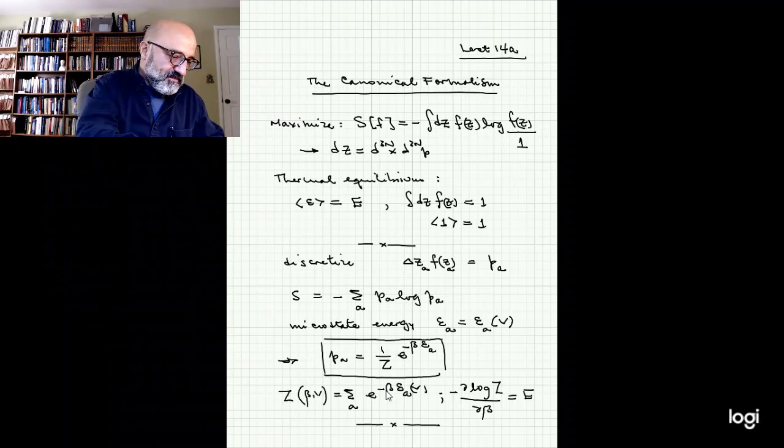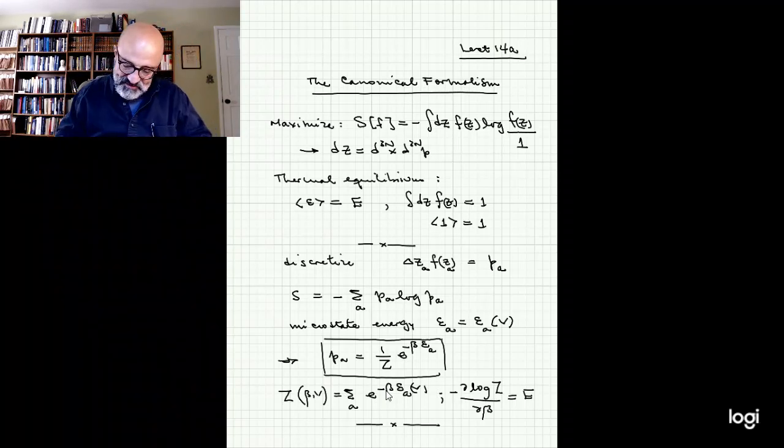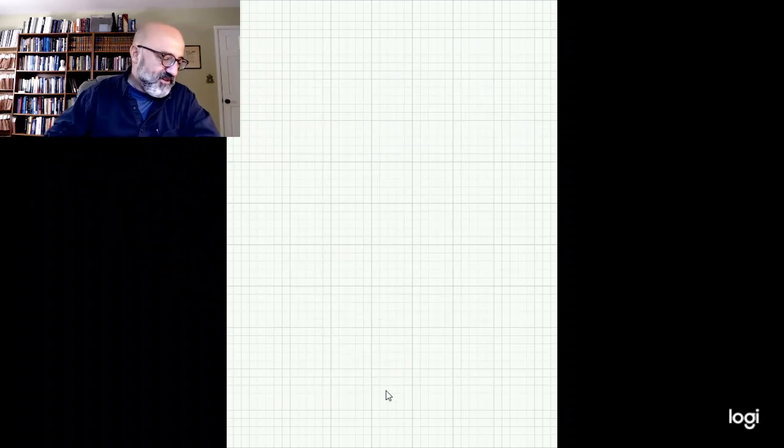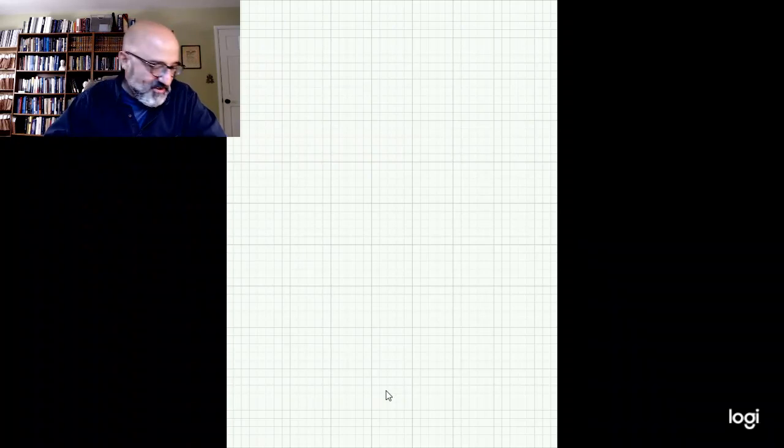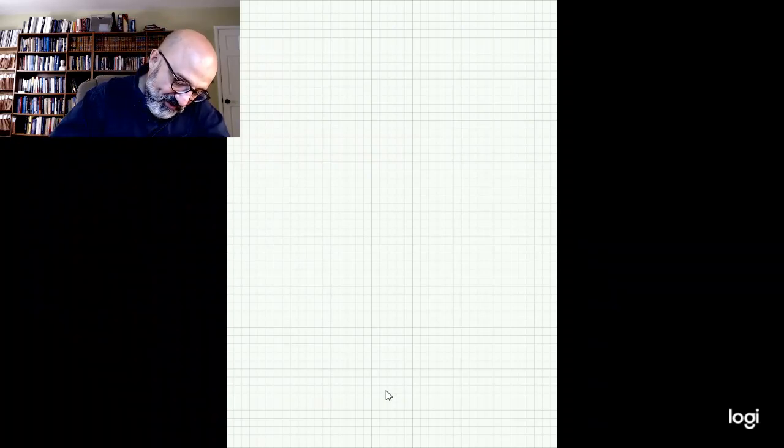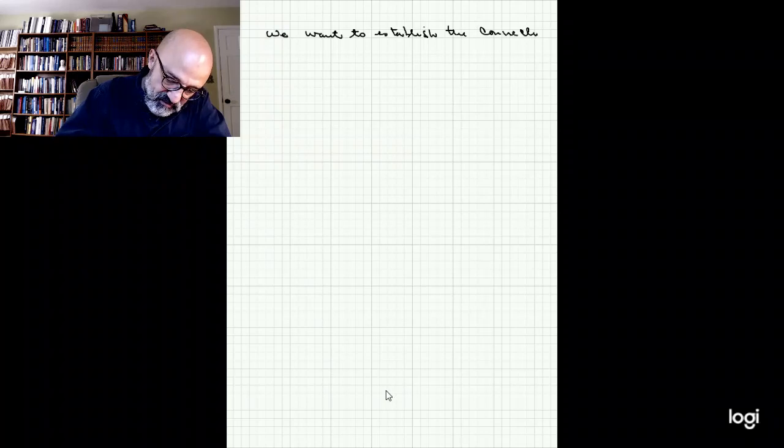The first thing we would like to do is compute the maximized entropy, compute the temperature, and all of that. So the way we would like to phrase all of that is that we want to find or establish the connection to thermodynamics.